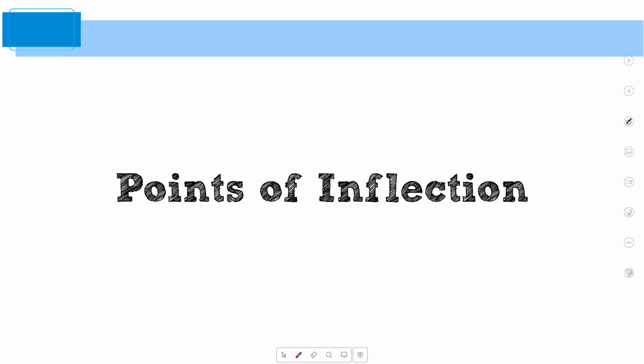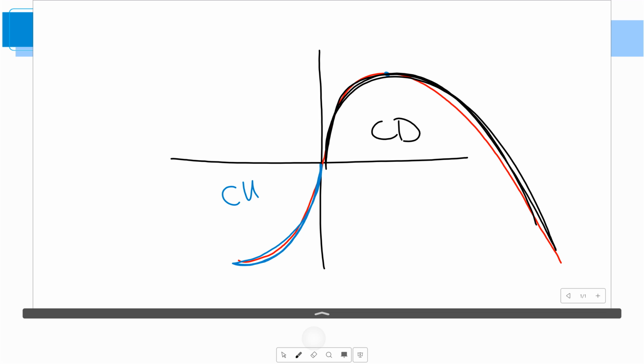Okay, points of inflection. Those points where the concavity changed. That guy right there is what's called a point of inflection. When we're talking about first derivatives, we care if the first derivative goes from positive to negative or negative to positive because it means different things. In the points of inflection, we don't care. All we care about is if there's a change. Did it go CU to CD or CD to CU? That's it.